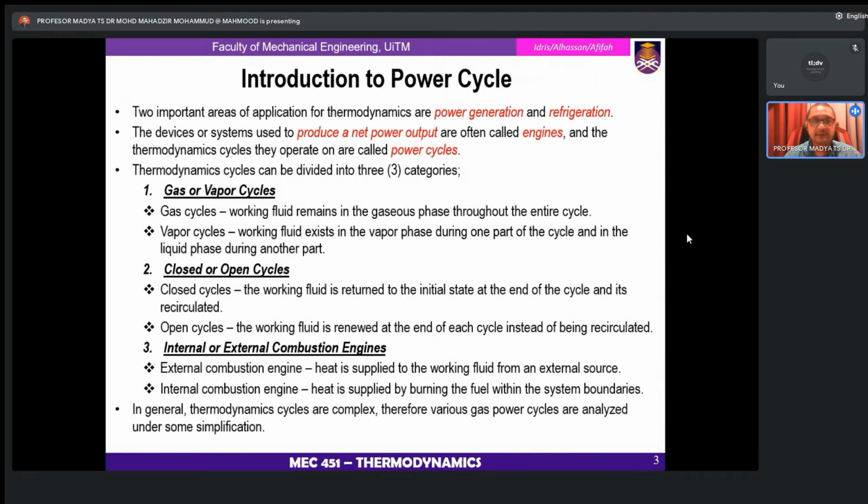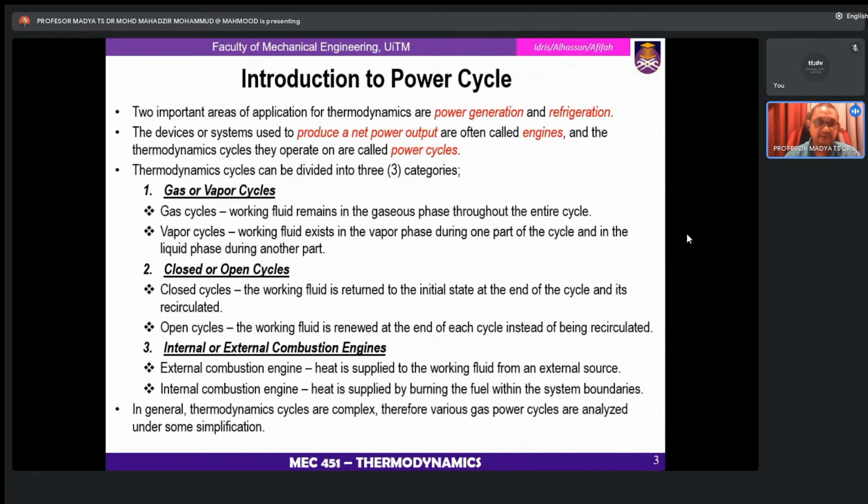So the thermodynamic cycles can be divided into three categories. Number 1, gas or vapor cycles. That means you will learn about gas cycles. What does a gas cycle mean? It means the working fluid remains in the gas phase throughout the entire cycle. For vapor cycles, it means the working fluid exists in the vapor phase during one part of the cycle and in the liquid phase during another part.